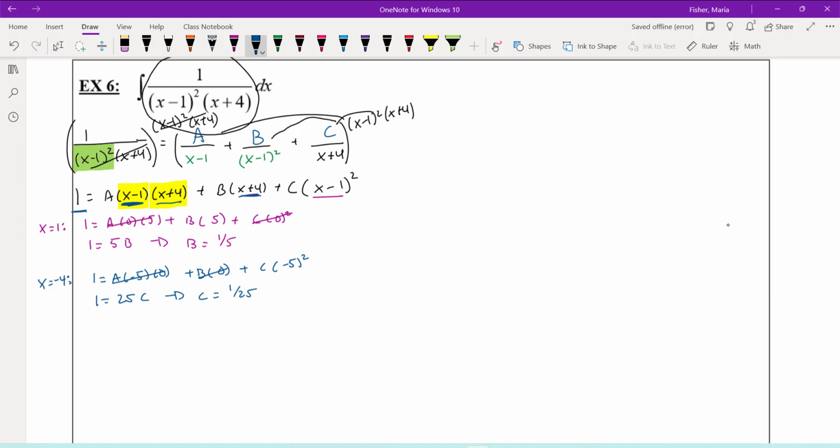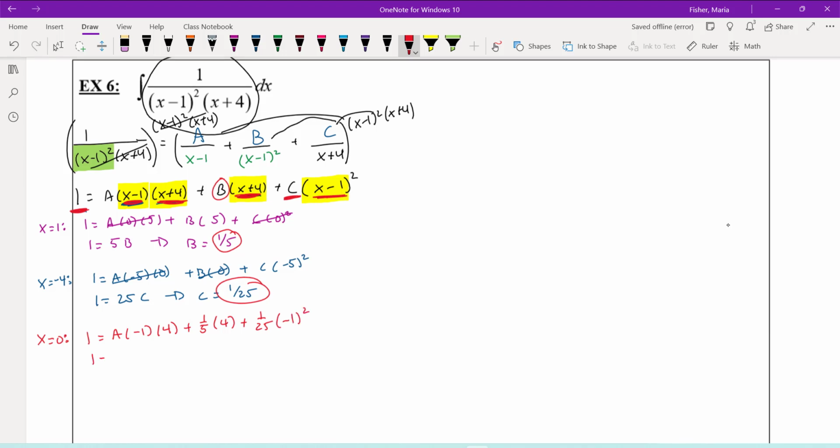Well, I don't have any other number to choose because here this would be negative 4, and here this would be 1, so I have to choose another convenient value. Just choose an easy number to work with. I like choosing 0. So let's see what happens when x is equal to 0. This is still 1, and that's going to equal A times 0 minus 1, which is negative 1, and then 0 plus 4, which is positive 4, plus B, which I already know is 1/5, times 0 plus 4, which is 4, plus C, which I already know is 1/25, times 0 minus 1, which is negative 1 squared.